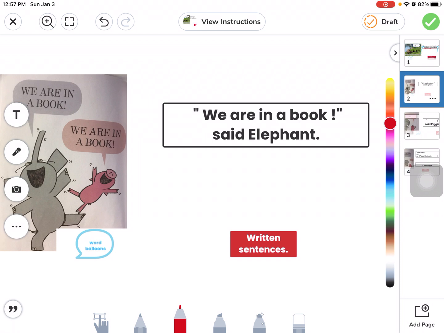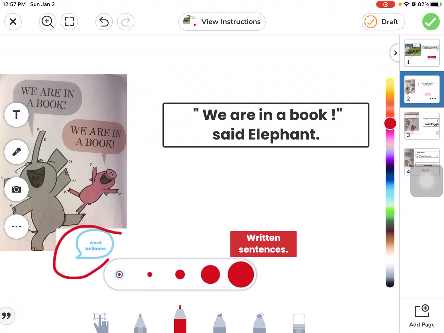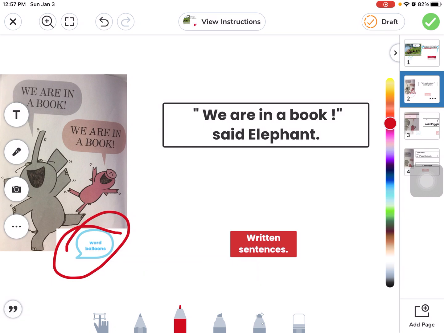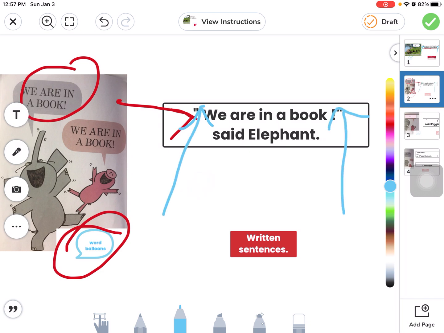So here's something from that same book. So here are word balloons, and it says, "We are in a book." And all I did was take that and put it right here. So I've got quotation marks, I've got punctuation inside, and I've got a speaker tag.